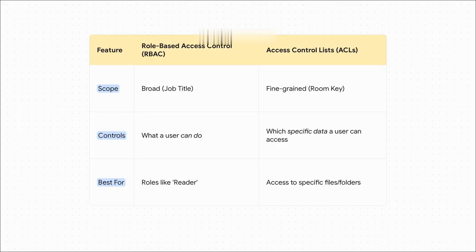So let's say you've got a data scientist. You could give them a reader role with RBAC. But wait, that might let them read everything. That's where ACLs come in. It's like handing them a key to one specific room, that one project folder they actually need. You have to use them together to get to that true least privilege access model.